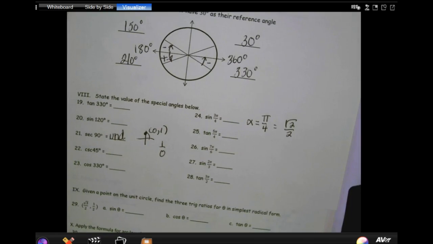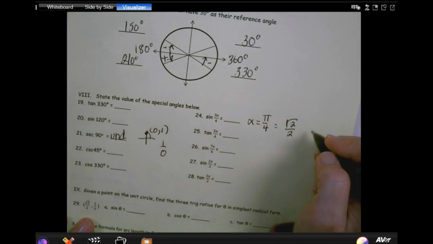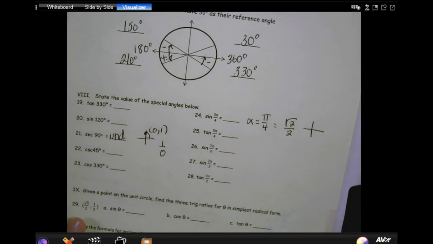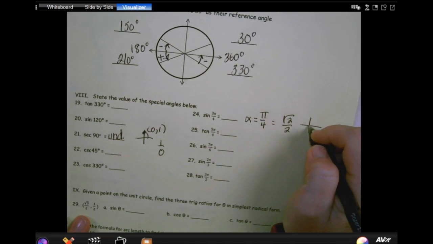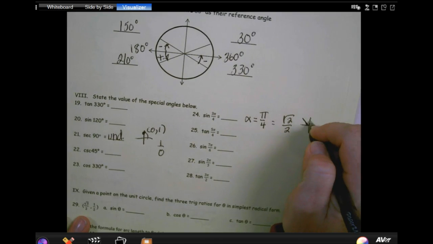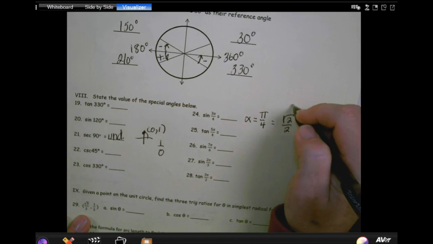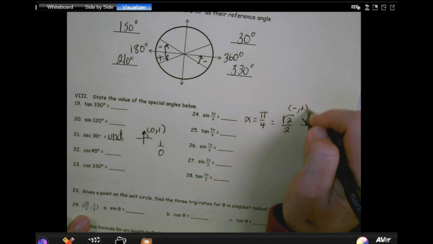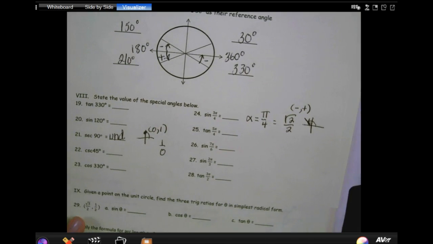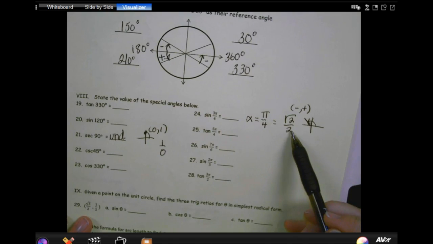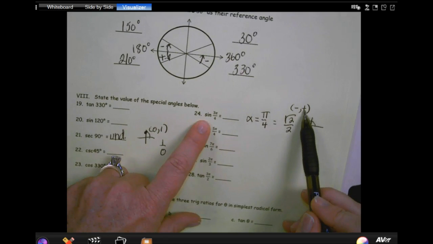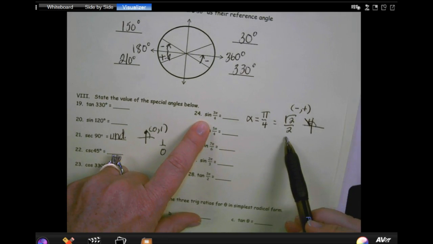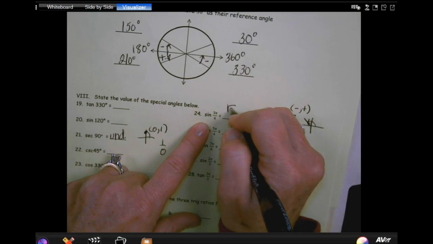The last thing I need to do is determine where this is. So 3 pi over 4, if this is 45, that makes 3 times 45, which is over here. And over here, I have a negative x and positive y. So do I have to change the sign on the sine? The sine is the y value, it's positive. So am I changing that? No. So it's the square root of 2 over 2.